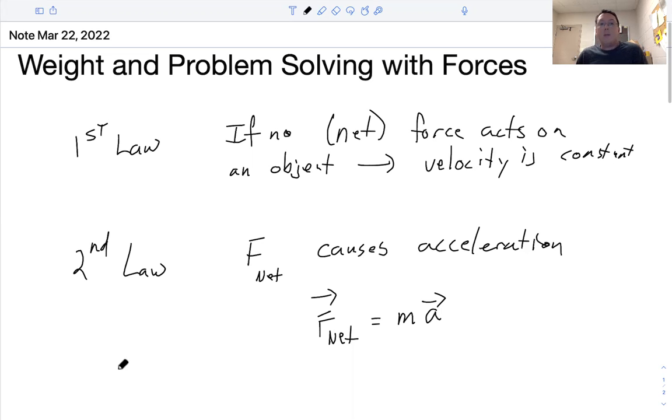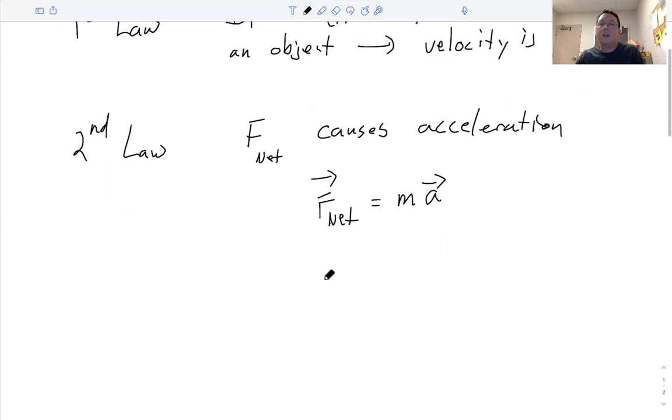On top of that, we have Newton's second law, which describes what a net force does cause. It turns out a net force causes acceleration, not velocity, acceleration. And we can summarize this by saying that the net force equals the mass times acceleration.